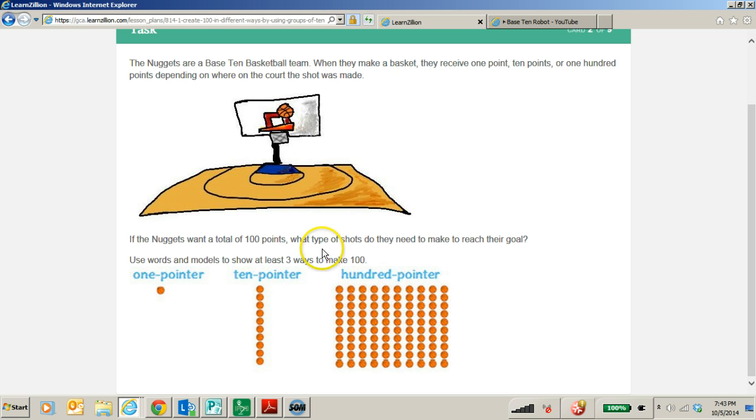And then if you're really far away, let's pretend that the person is way far away from the goal and they throw a shot that's really far. That point is worth 100 points or 10 groups of 10s. But what we want to do is show 3 different ways to make 100.